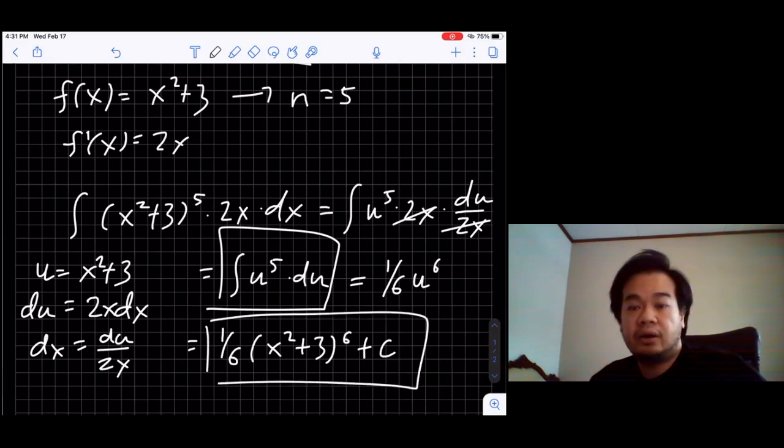So that's how it works for the algebraic substitution method. Okay.